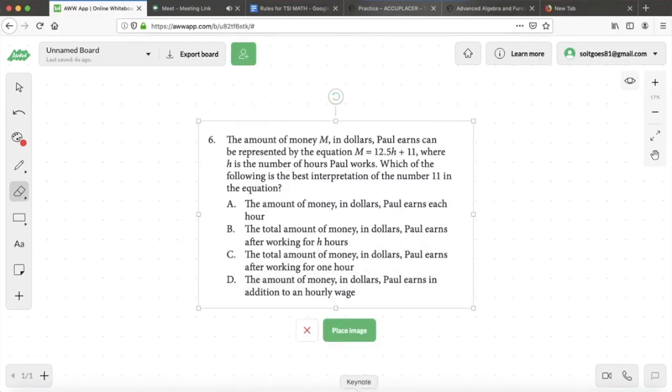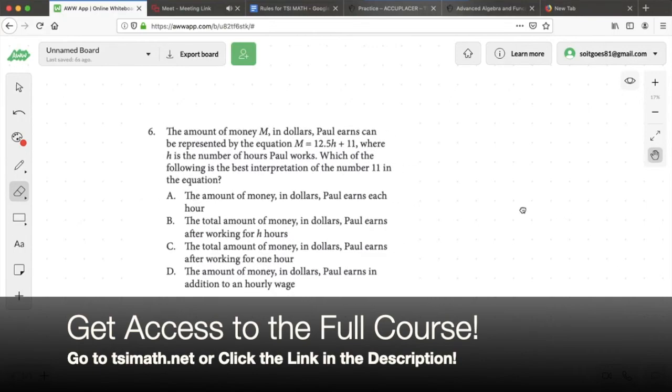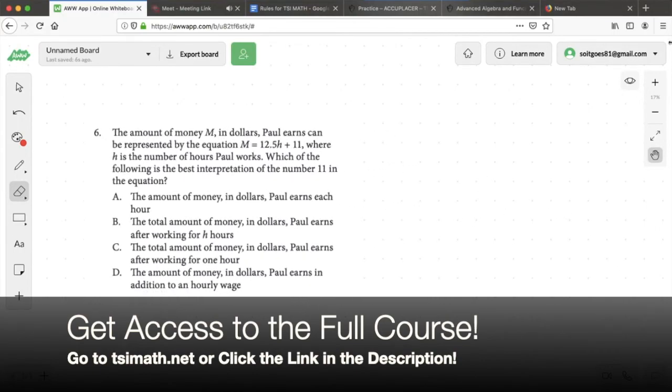Let's do a word problem. Go ahead and read this for me, please. The amount of money M in dollars Paul earns can be represented by the equation M equals 12.5 H plus 11, where H is the number of hours Paul works. Which of the following is the best interpretation of the number 11 in the equation?